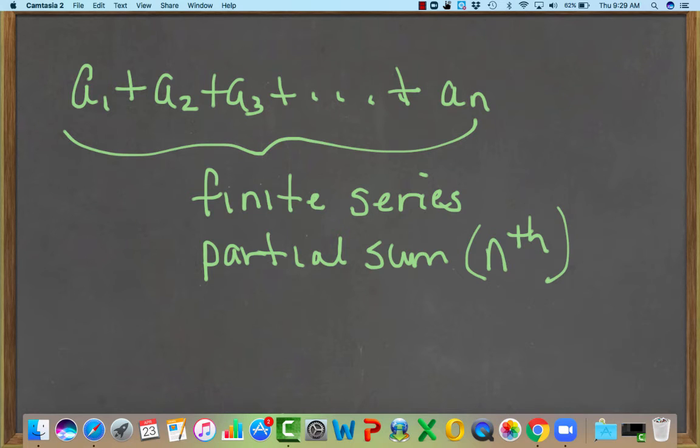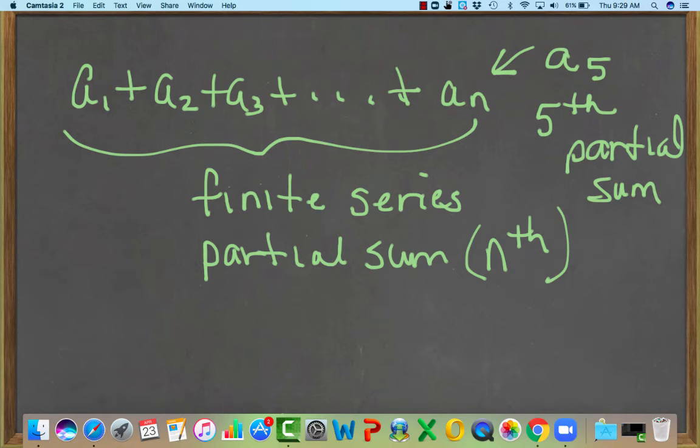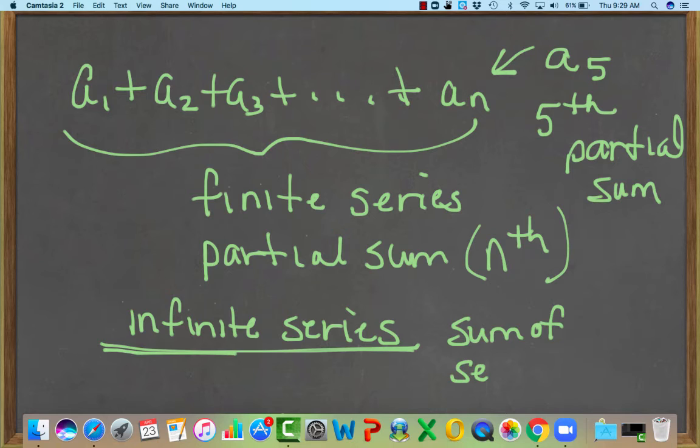So if I added up the first 5 terms, so let's say that ends with a sub 5, then we would talk about doing the 5th partial sum. But if our series has an infinite number of terms, then we talk about it being an infinite series, and we can find the sum of an infinite series, and that's called the sum of the series. So if you're adding up a fixed number of terms, it's called an nth partial sum or a partial sum. If you're adding up all the terms, it's called the sum of the series.